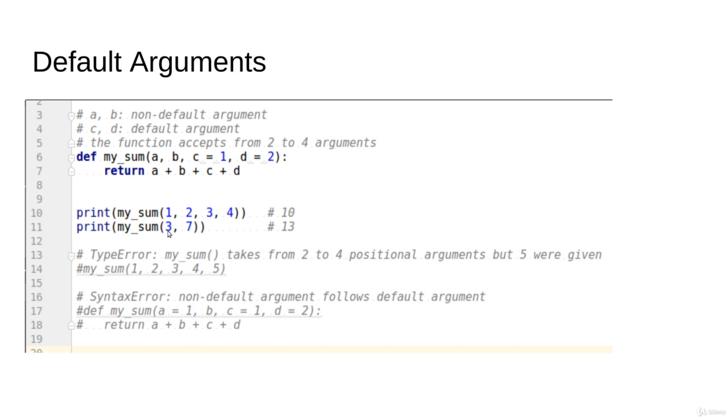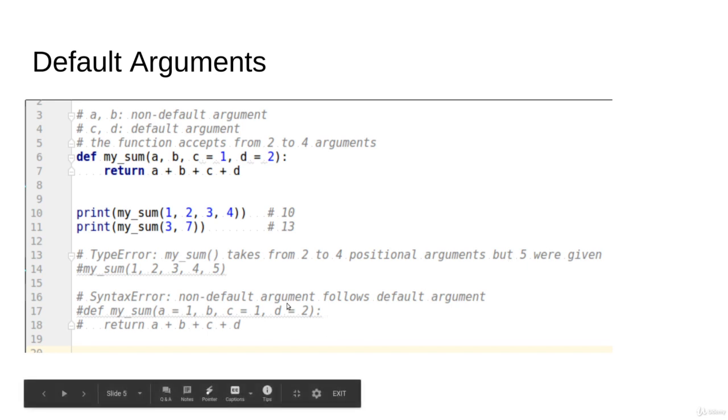But what if you just pass 3 and 7? 3 goes to A, 7 goes to B, and C would take a value of 1 and D would take a value of 2. So this function can accept a minimum of 2 arguments and a maximum of 4 arguments. Now observe that if you try to pass 5 values here, it will give you the type error that we talked about before.